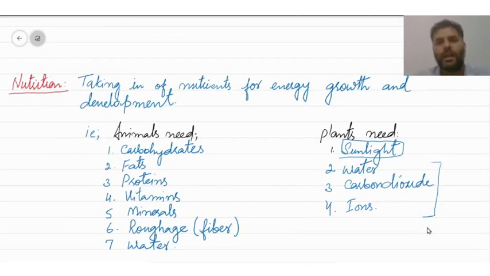Nutrition: taking enough nutrients for energy, growth, and development. Animals need carbohydrates, fats, proteins, vitamins, minerals, fibers, and water. Likewise, plants also need water, carbohydrates, and ions for the process of photosynthesis. So both animals and plants need some material so that they can live. The process of taking in these materials is called nutrition.